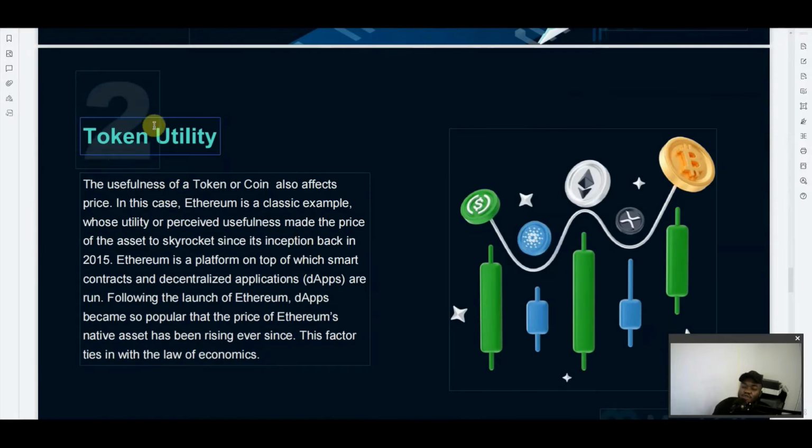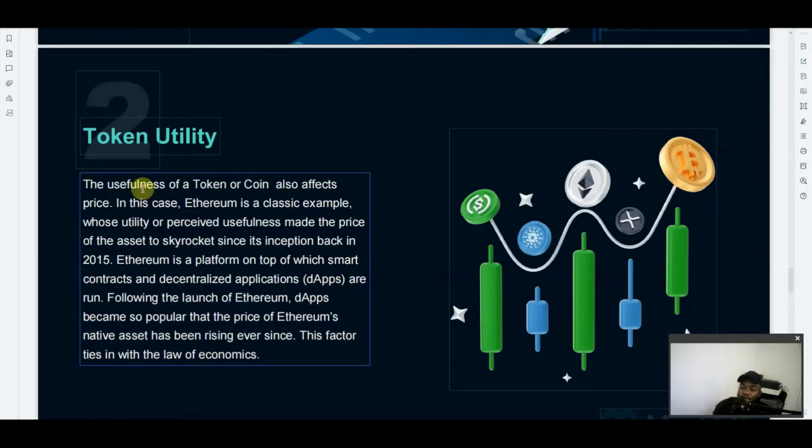Next thing here is token utility. First and foremost, the utility of a token will affect the price of that asset. It can affect it positively and it can affect it negatively. When a coin does not have a good utility, there will be nobody that would like to buy the coin. But when a coin has a good utility, some people will like to have the coin in order to perform their daily tasks and daily activities.